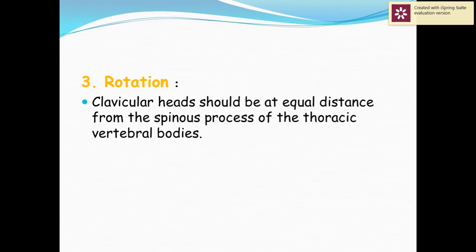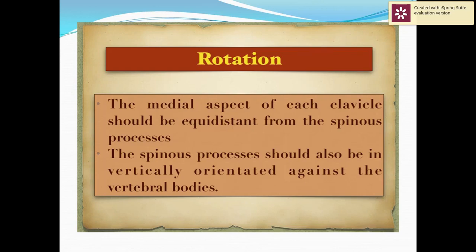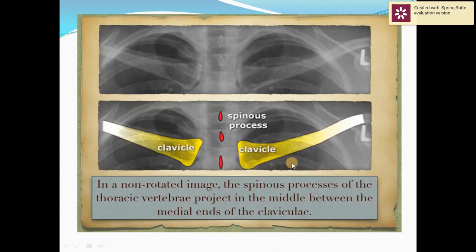The rotation, of course, can be measured between the medial border of the clavicle and the spinous process, and it should be an equal distance on both sides from the spinous process of the thoracic vertebral body. If the patient is rotated, not centralized, it sometimes gives a mistaken large or widened mediastinum, which can also be misdiagnosed as aortic aneurysm. Therefore, when centralized, the spinous process and the medial end of the clavicle should be the same distance on each side.